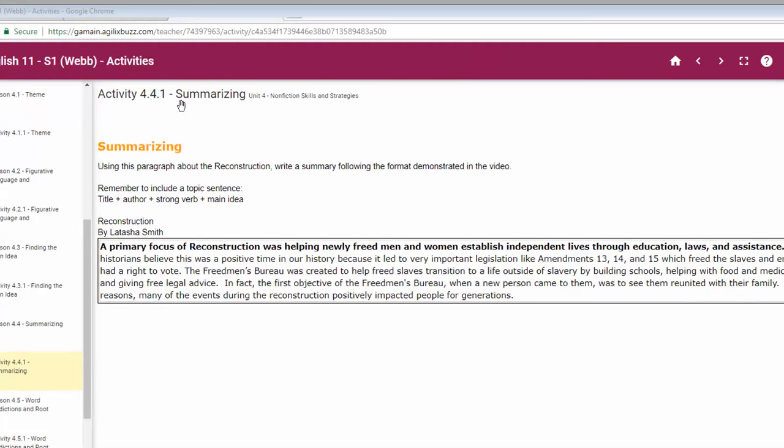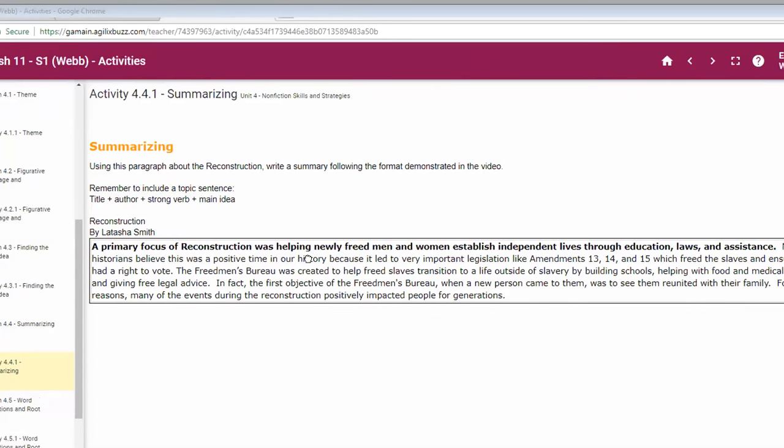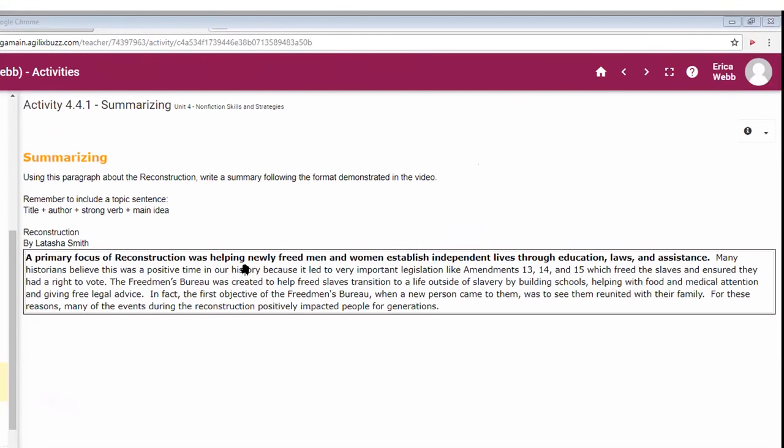But as you see, the title says summarizing. And you're going to use this paragraph about the Reconstruction. You're going to write a summary following the format demonstrated in the video, which will be actually kind of what we're talking about. So this is called Reconstruction by Latasha Smith. I'm going to read it over. Not that you all can't read, but I'm just going to read it just for the purposes of the assignment.